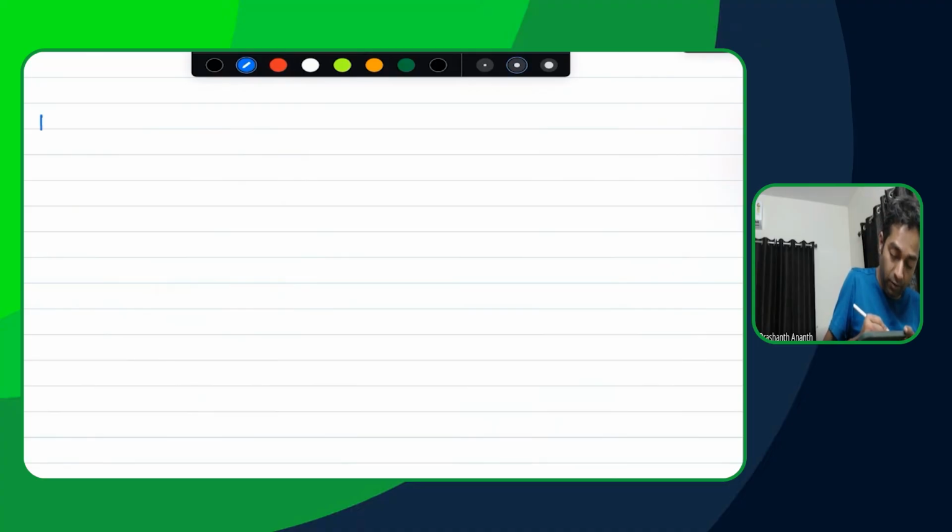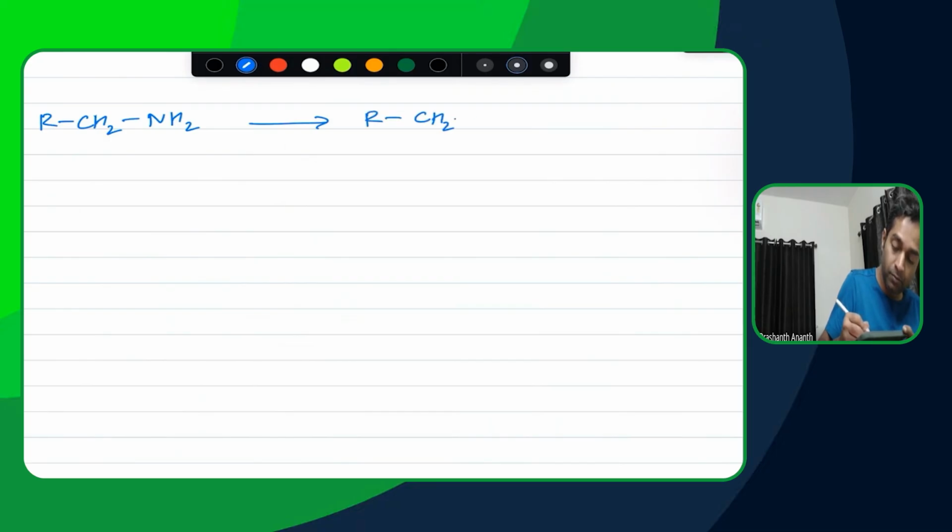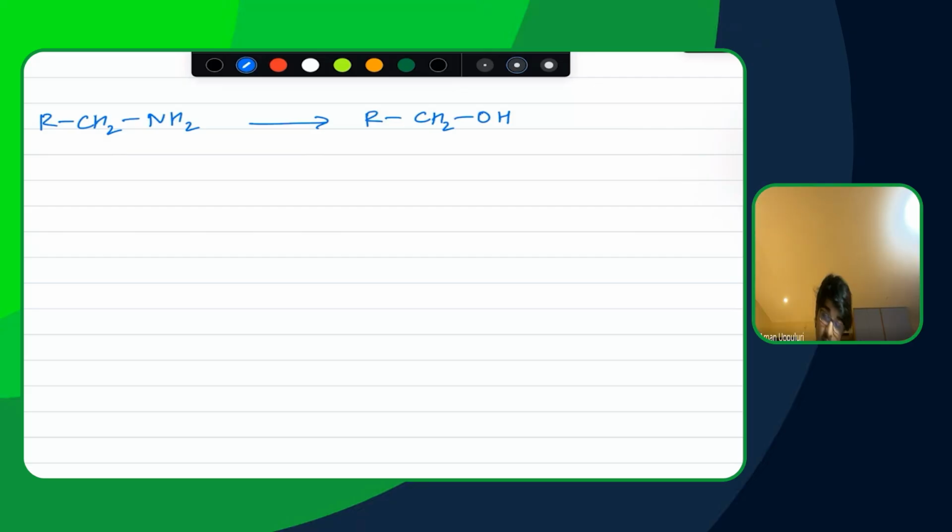So, first of all, let's say I'm going to be having RCH2NH2. Now I want to convert this into an alcohol, the direct corresponding alcohol, let us say. One of the simplest ways is by a process. I'm assuming you did nitrous acid type of HNO2. Yes, sir. NaNO2 HCl, yes.